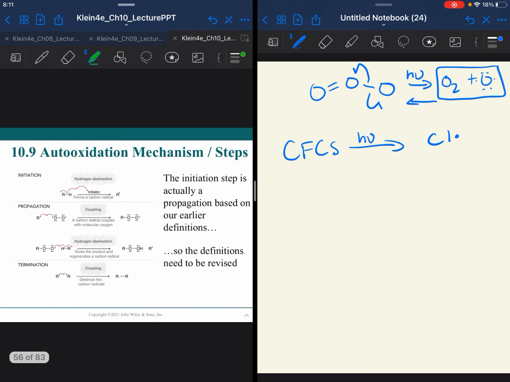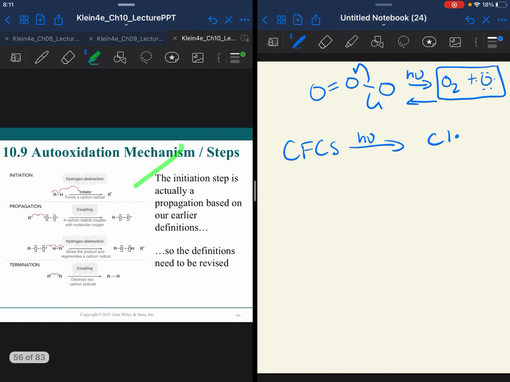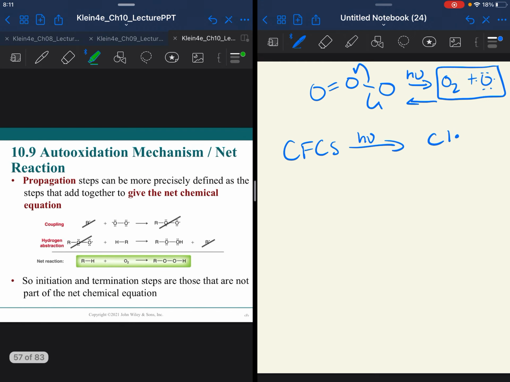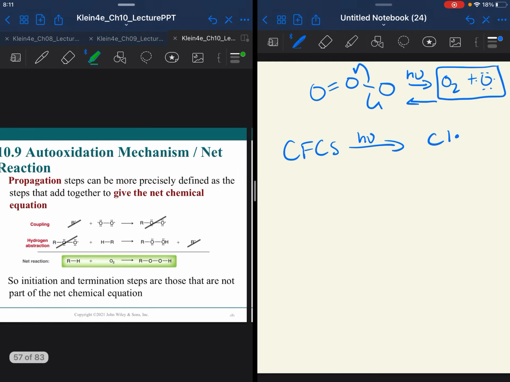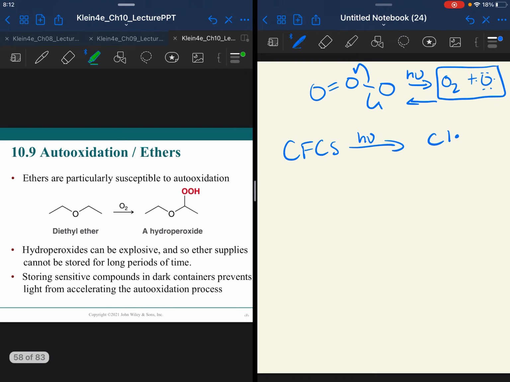And so this is the mechanism. If you've just really been enjoying mechanisms, you can get into it, but you don't need to know this one. So you can skip right over that. For one that is a big deal for us, ethers. Ethers are particularly susceptible to autooxidation, and that means this reaction, which is generally quite slow, is a little bit faster here. So let me tell you a little bit about my experience with this.